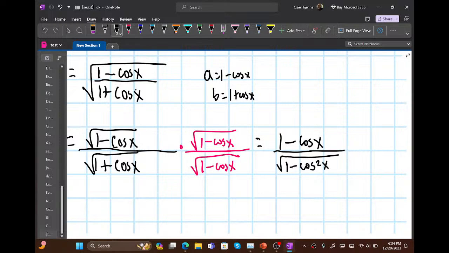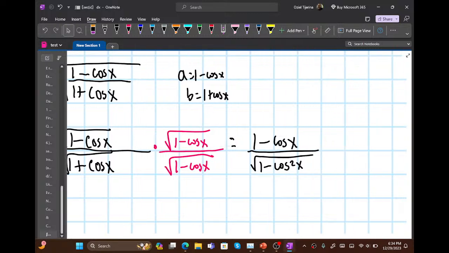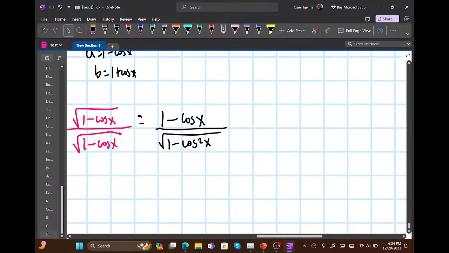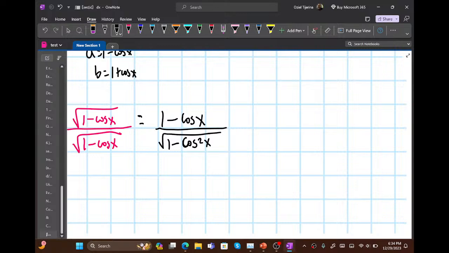And if y'all remember earlier, from the Pythagorean identities, the 1 minus cosine squared x will go on the bottom. This is supposed to be cosine, guys. I just write it that way by habit, okay? We're almost done. This is going to equal 1 minus cosine.